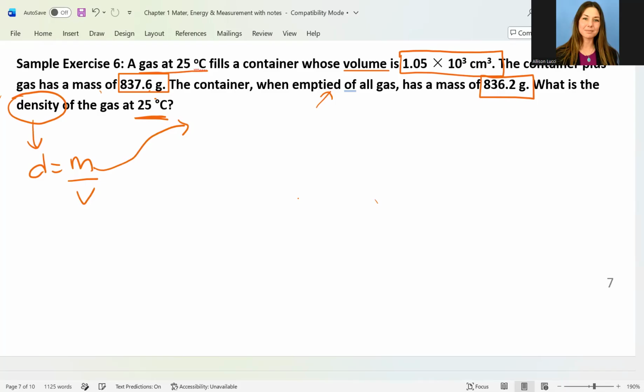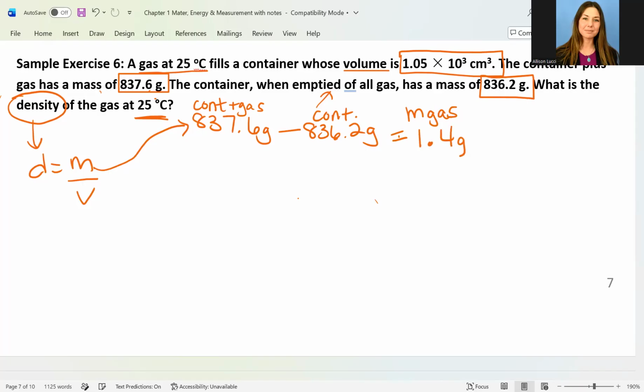So how do I find mass? Well, I'm given the mass of the container plus the gas. So we'll say container plus gas over here. If we subtract the mass of just that container, so this is just the container, we would end up with the mass of the gas. So if we did that, we would find that to be 1.4 grams. I only have one decimal place in my final answer here because of the one decimal place in each of the values that I subtracted. So I have 1.4 grams for my mass.